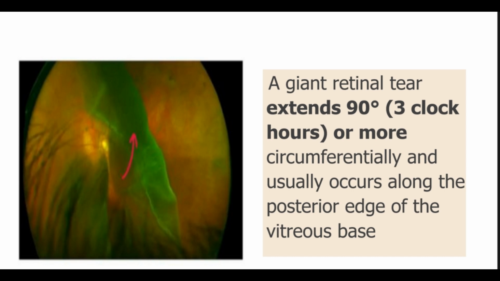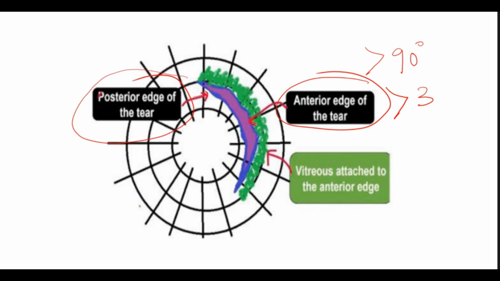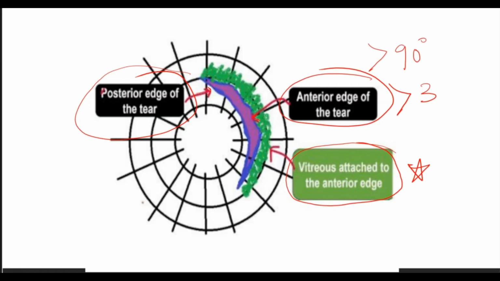Okay, and usually they occur along the posterior edge of the vitreous base. So you can see this giant tear, the tear has actually folded, the flap has actually folded onto itself. So as I told you, in a giant retinal tear you are going to see that the tear is definitely more than 90 degrees and more than 3 clock hours extending circumferentially. Now this part is the anterior edge of the tear and this part is the posterior edge of the tear. And you can see that the vitreous in a case of giant retinal tear is basically attached to the anterior edge of the tear. Now this is a very important point.